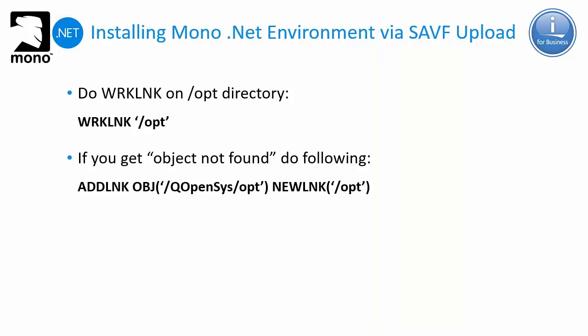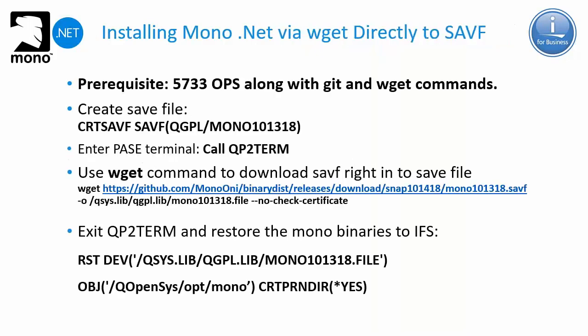Yeah, RPM is good, right? And then the option, so if you use wget, the cool thing here is you still create your save file, but if you use this link to Calvin's save file, and I recommend right now using the 10.13.18 version, because I found some issues with the 119, which we're not sure about yet, but this version works great, and this places it right into this save file in QGPL, and we tell it not to check the certificate, and then all we have to do is run a restore.